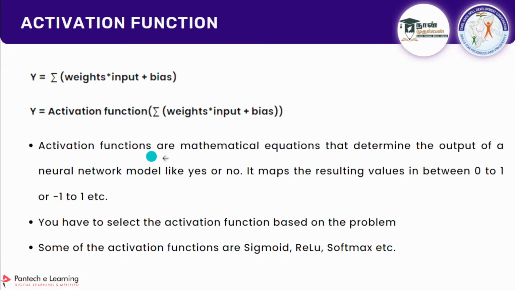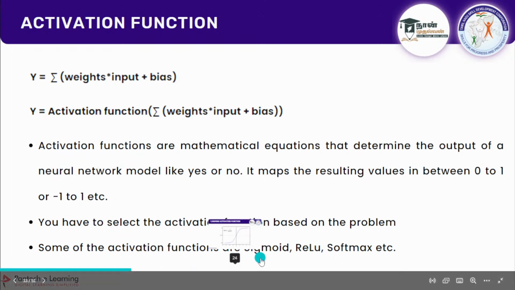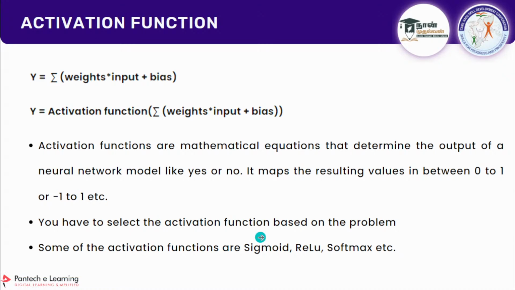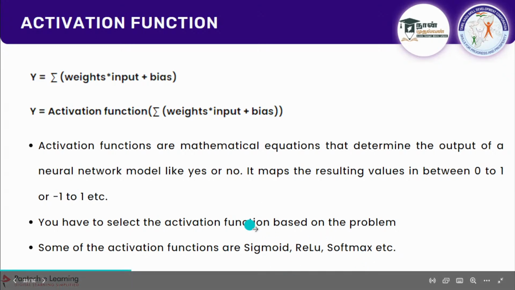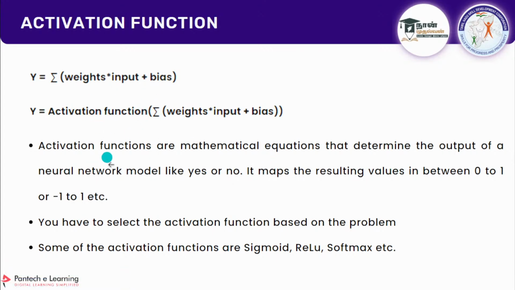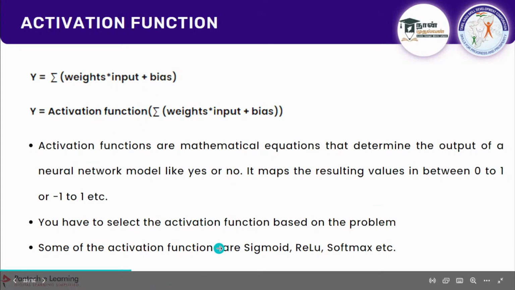So activation functions are mathematical equations that determine the output of a neural network, like yes or no, or they map the value between 0 to 1 or -1 to 1, etc. You are given options like sigmoid, relu, softmax, and some other activation functions, and there are certain specific cases when you have to use them. Based on it, it is going to perform some task and give you the output. That's what an activation function is. You have to select based on the problem you are going to solve. So we are going to see these things in detail.